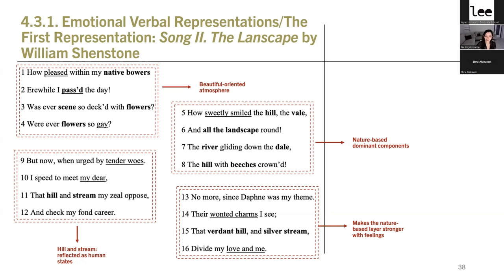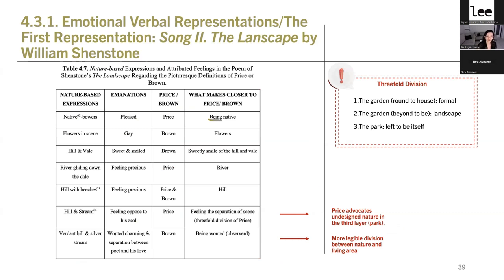Moreover, he also makes the nature-based layer stronger with feelings, and therefore he associates every nature-based expression with the feelings. Even the nature-based components such as the hill or stream are connected with feelings at one point somehow. I also tried to show these relationships in some kind of tables. For example, the adjective clauses of nature-based expressions and their emanations define an emotional picturesque atmosphere from the perspective of Brown and Price, because as I've already mentioned, they have contradictory ideas about the picturesque.